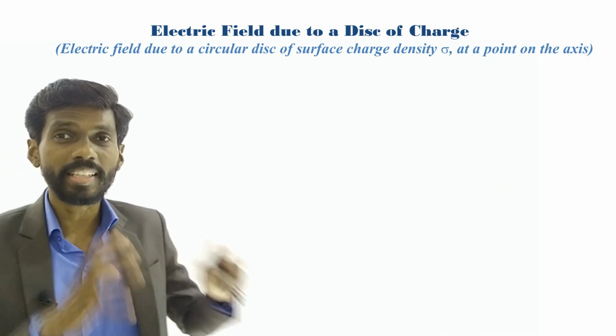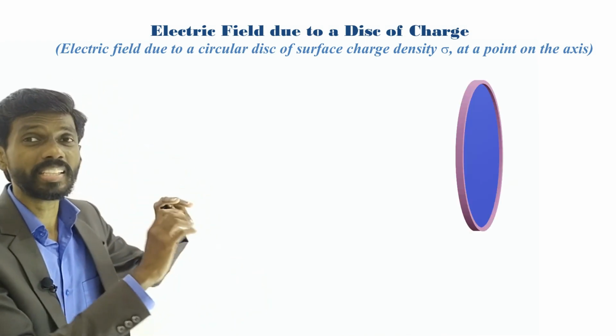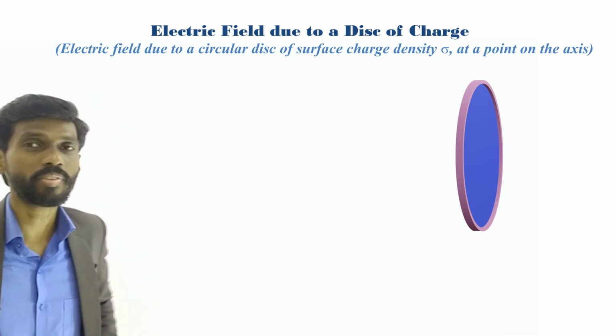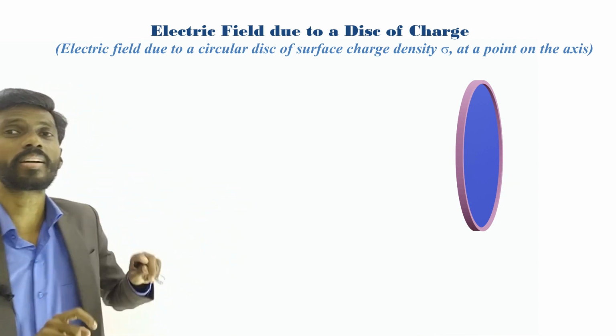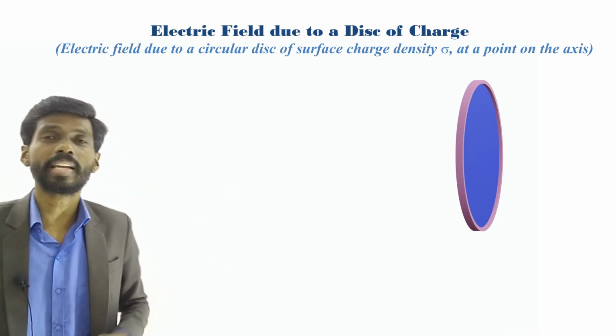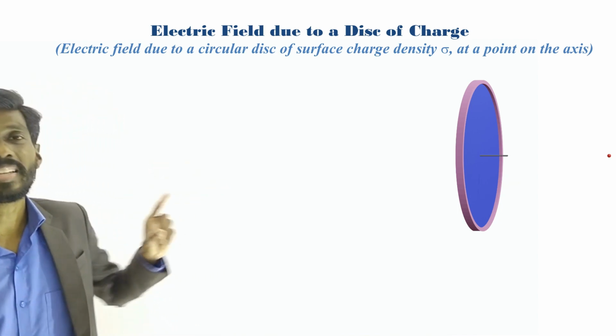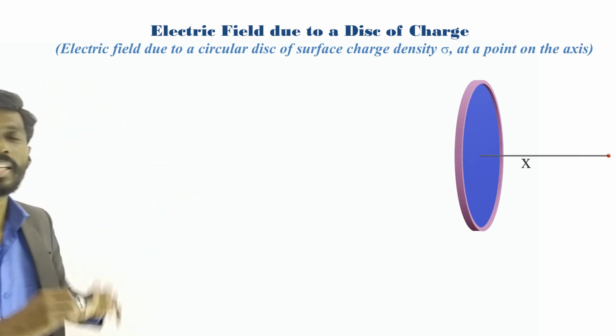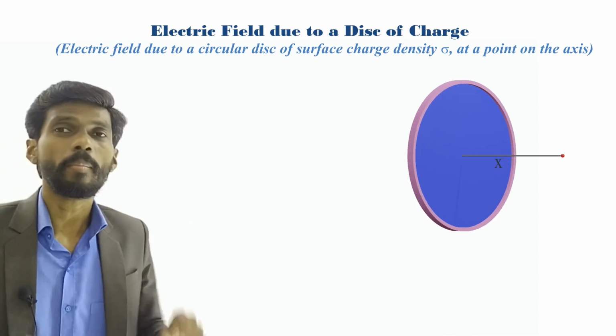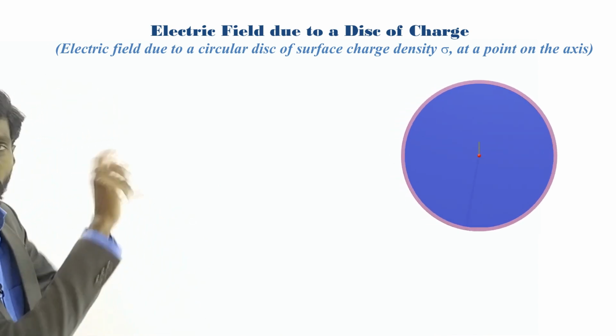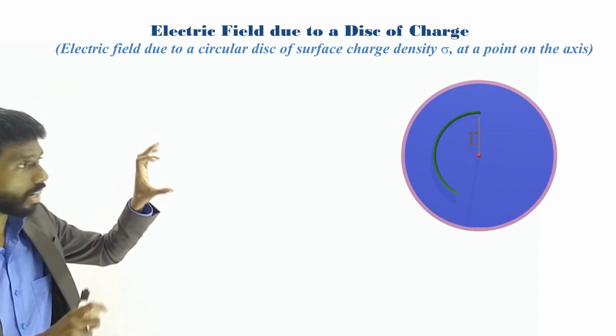Here we have a charged disk. The hollow part of the ring is filled now. It is a surface here. So we need to find the electric field due to this surface, not a line or a curve. We need to find the electric field due to this disk at a point on the axis, just like the last case. So let us find the electric field due to this disk. But for that, we will consider a small ring having thickness, say dr, of radius r.